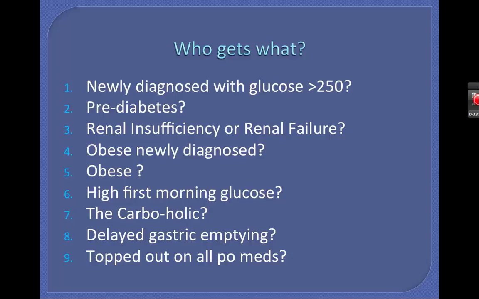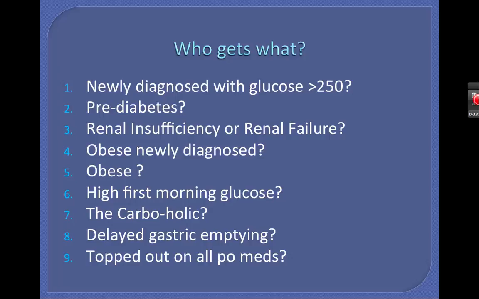Renal insufficiency or renal failure. This type of patient gets Januvia. Can be used with end-stage renal disease, a creatinine of greater than 3, though dose is lower. 100 milligrams with no renal failure, 50 milligrams with a creatinine of greater than 3, a BUN 25.